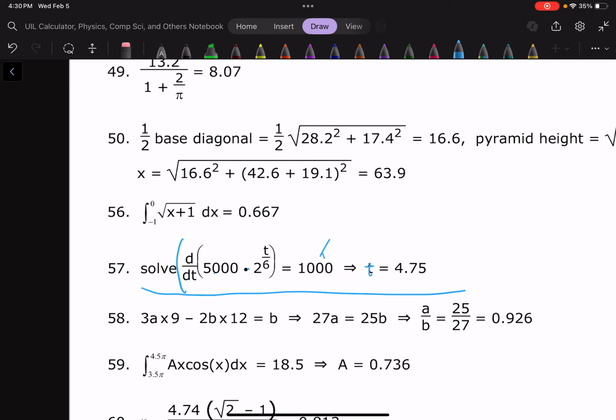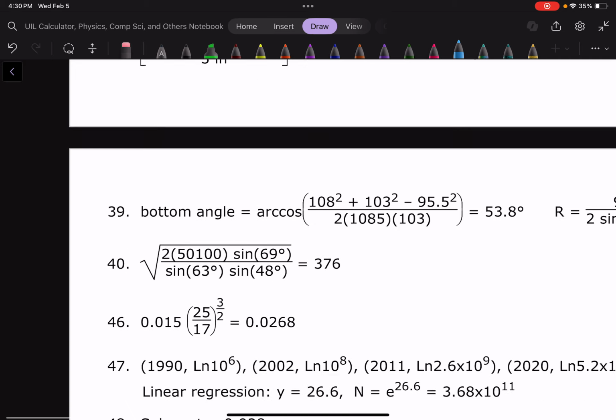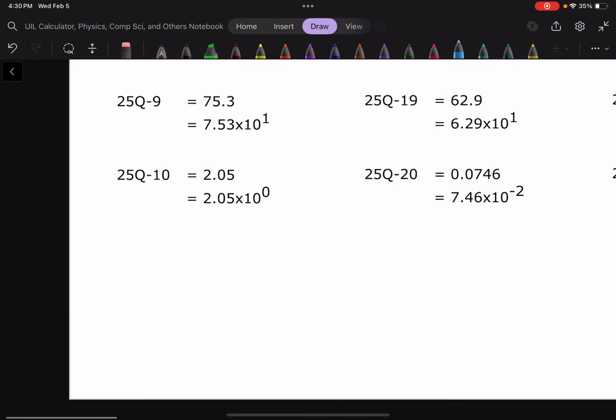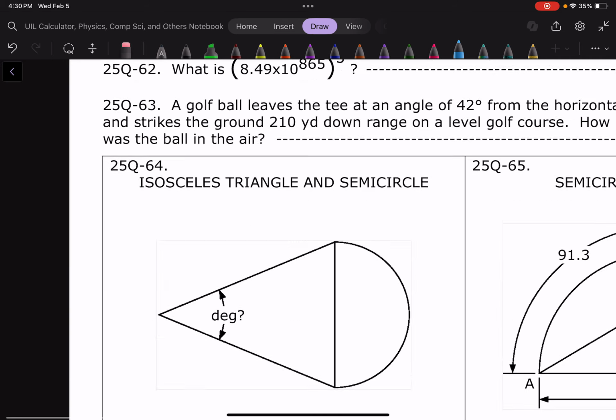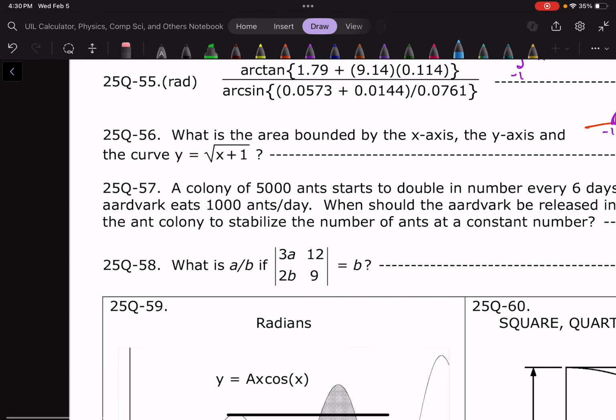So that's when the aardvark is going to be added, because at 4.75 days, that's when the population increases by 1,000. All right. Let's go ahead and take a look at number 58.